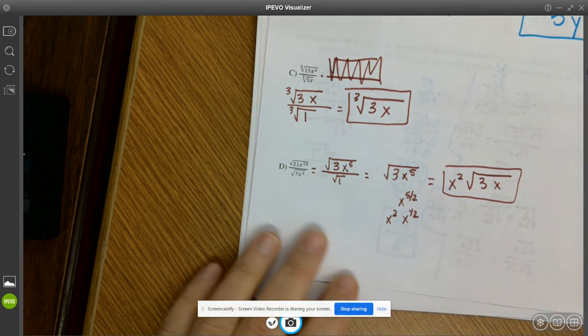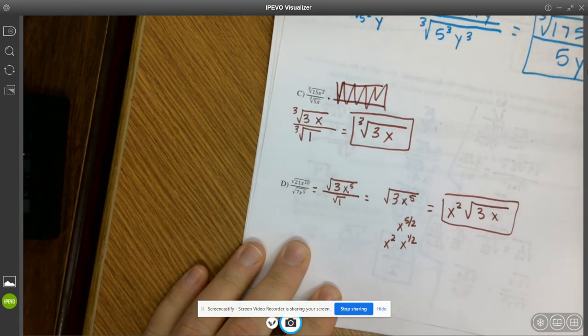And there we have it. There's all of 6.2 in all of its glory.